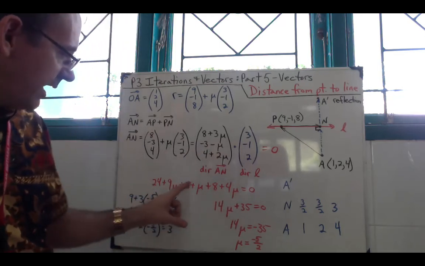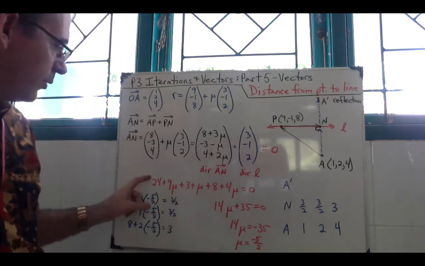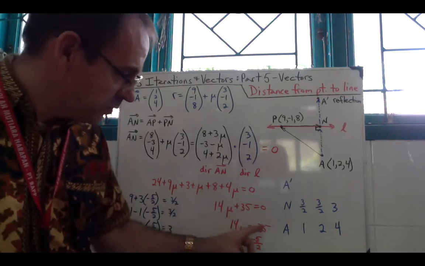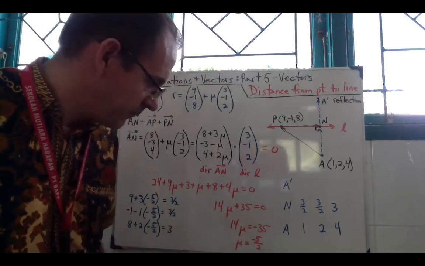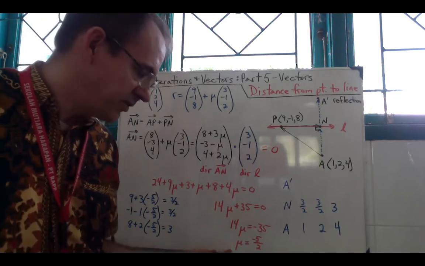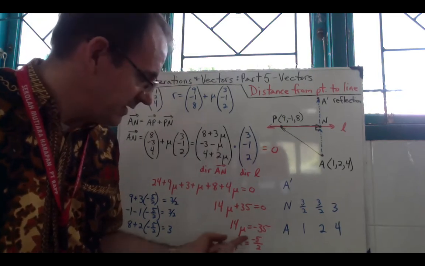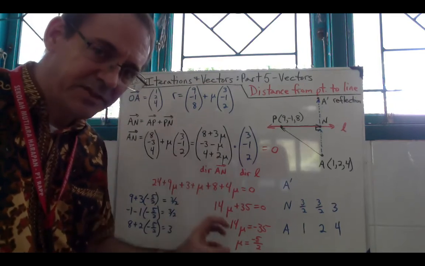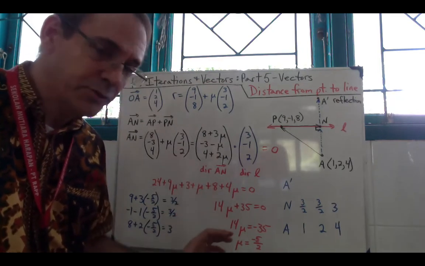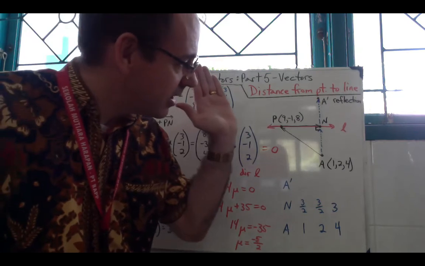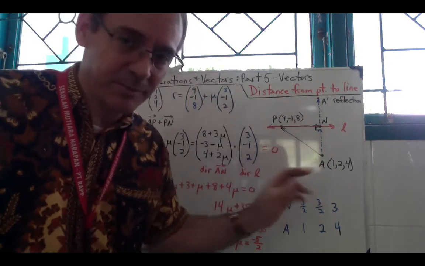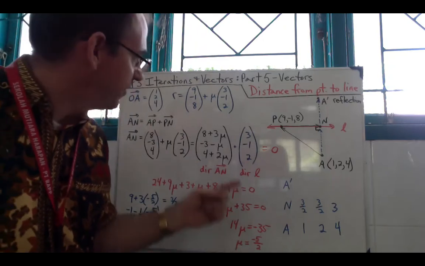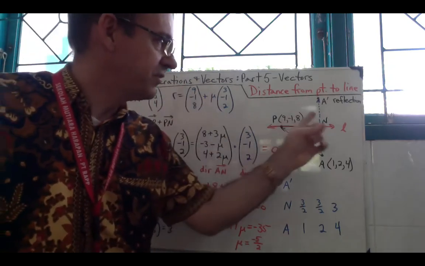Gives us a total of 14 mu. 24 plus 3 plus 8 is 35, equals 0. Move the 35 to the other side, divide by 14, and it reduces so the value of mu is -5/2. So what that means is this is the value of mu that causes this to be perpendicular. It also gives us the value of mu to allow us to find N.